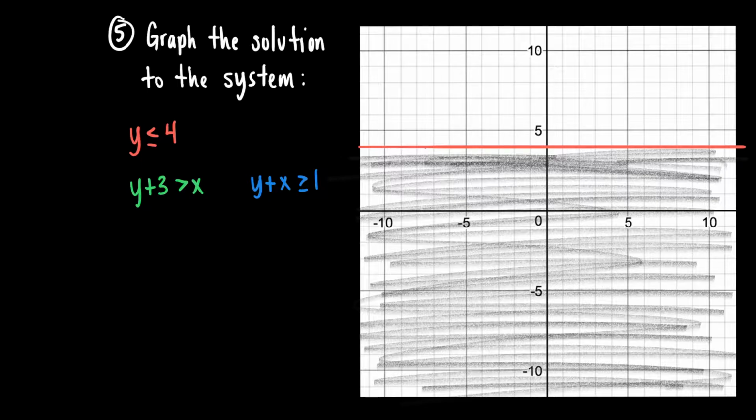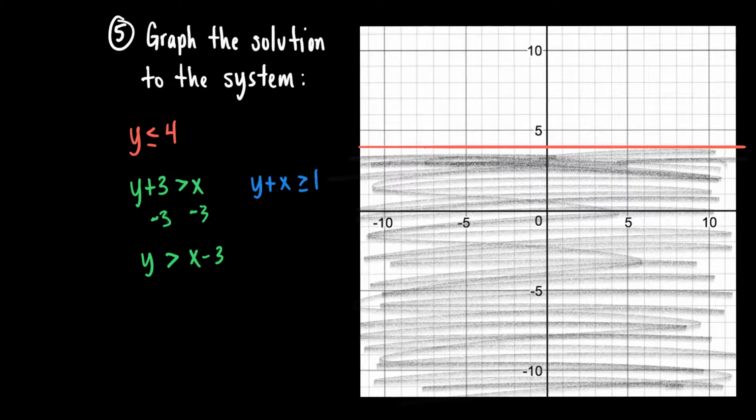All right, let's do the green one now. So the green inequality is y plus 3 is greater than x. So we actually have to get y by itself before we can graph it. So let's subtract 3. Oh, I'm still writing with a pencil. Let's subtract 3 on both sides. So we now have y is greater than x minus 3.